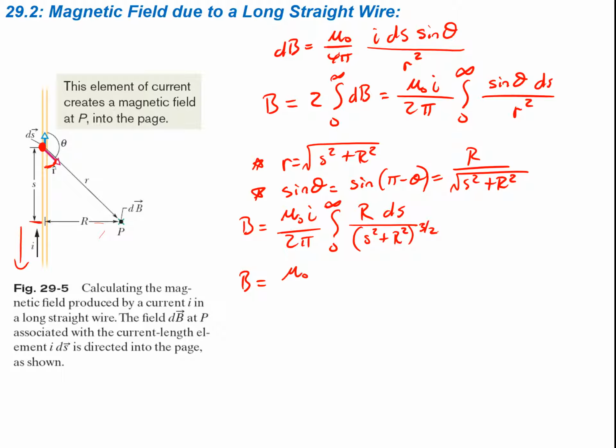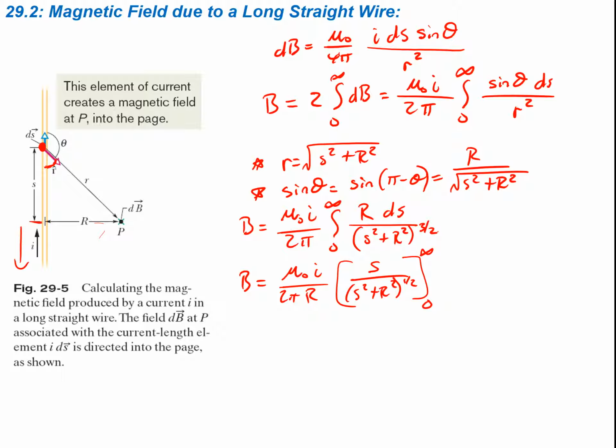At this point, our s is the variable, our r is a constant. You can get the r out of there. It's actually going to cancel out once we do this integral. You can go to your table of integrals and figure out that the solution to this is going to be mu naught I over 2 pi r. We pull out an r, then an r comes out of here too. And then we get s divided by the square root of s squared plus r squared. And our limits are going to be 0 to infinity.